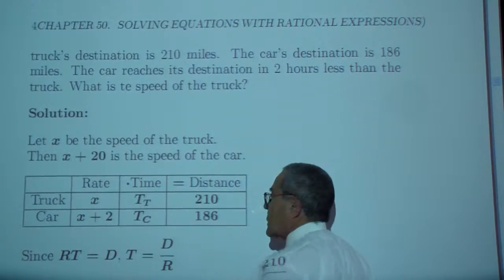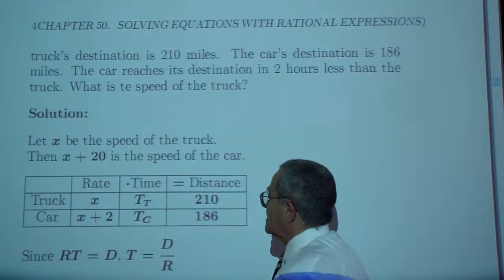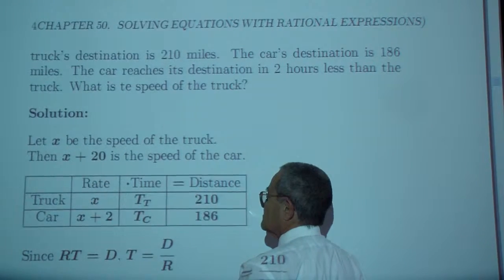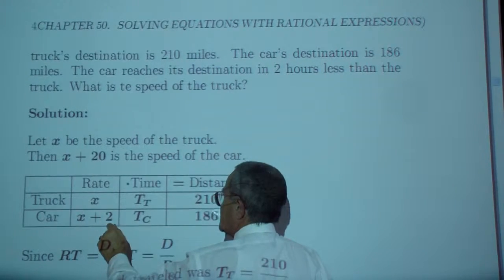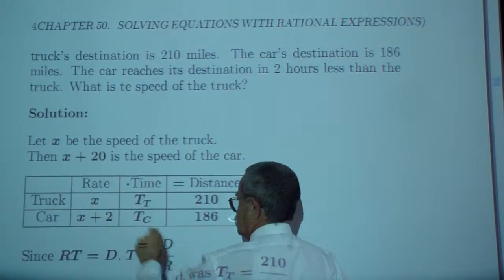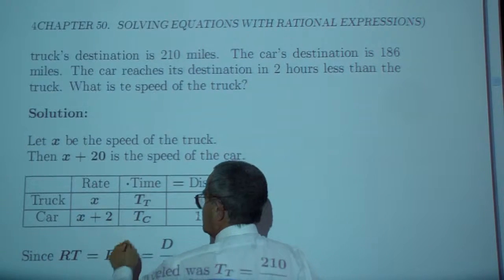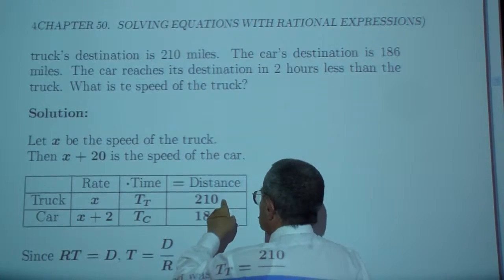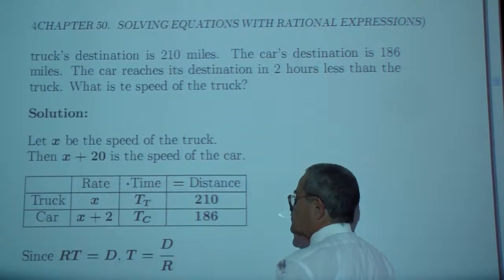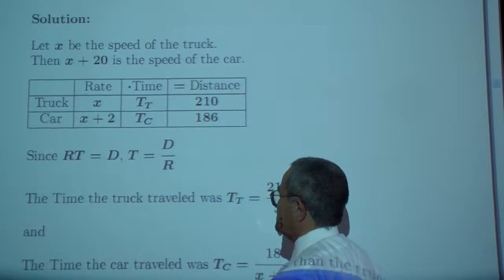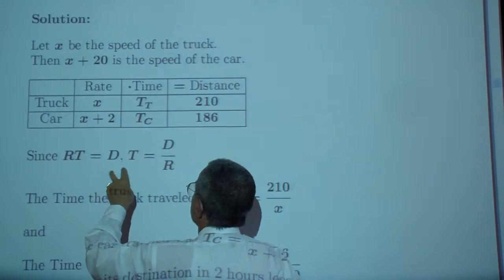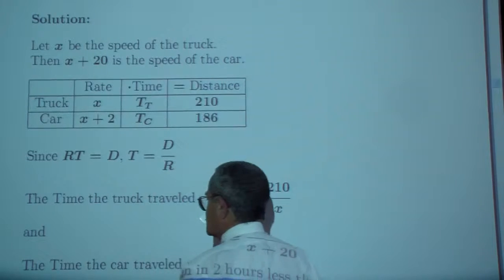This is a rate, time, distance problem. Rate times time, miles per hour times hours leaves you with miles. So let x be the speed, whoops, that should be a 20 here. Let x be the speed of the truck. X plus 20 is the speed of the car. The distances traveled are respectively 210 and 186 miles. We're interested in time. Divide both sides by r and you get t, which is distance over rate.